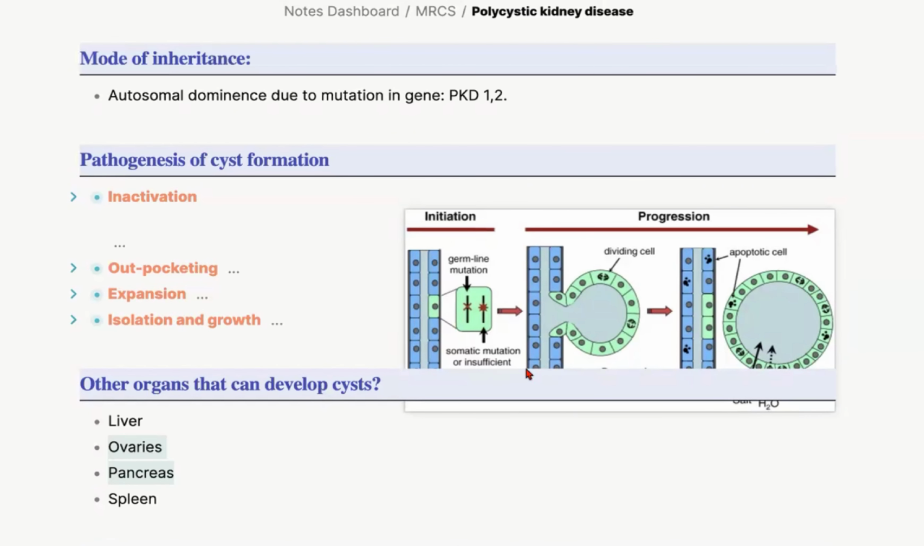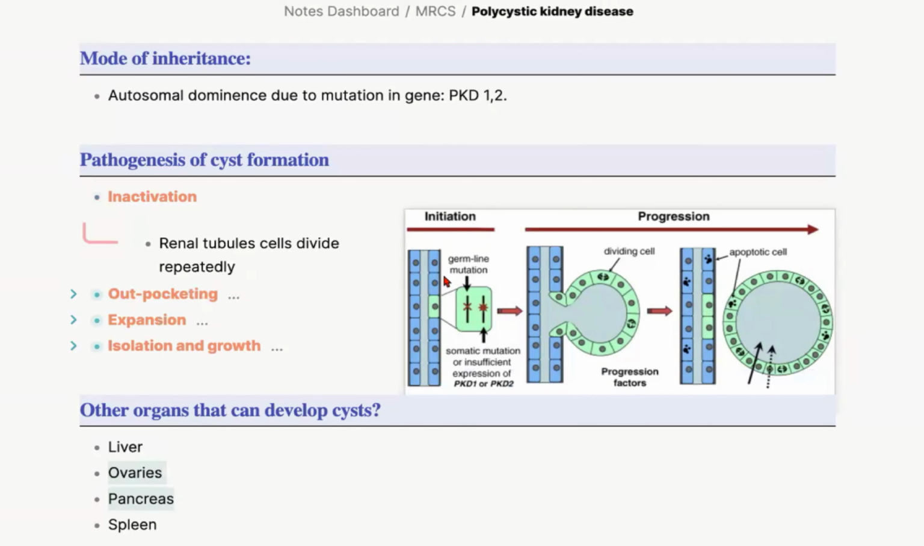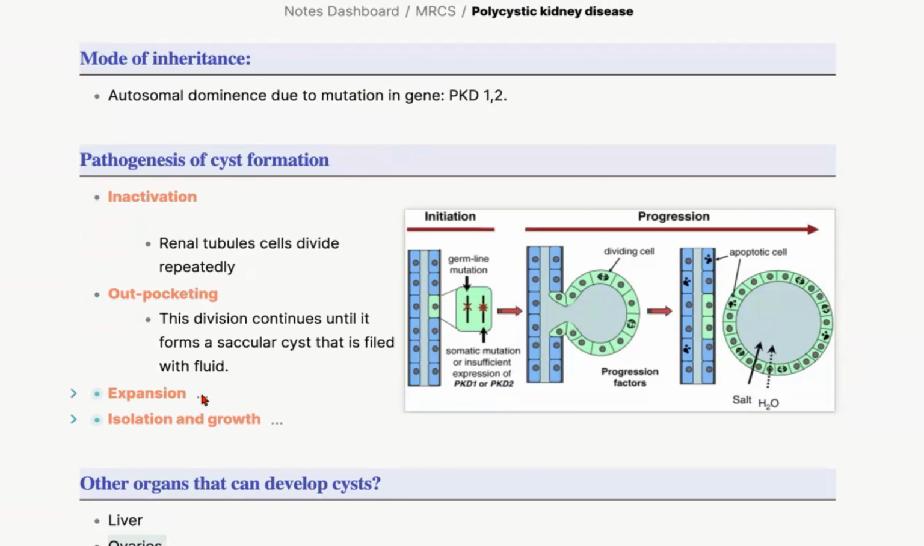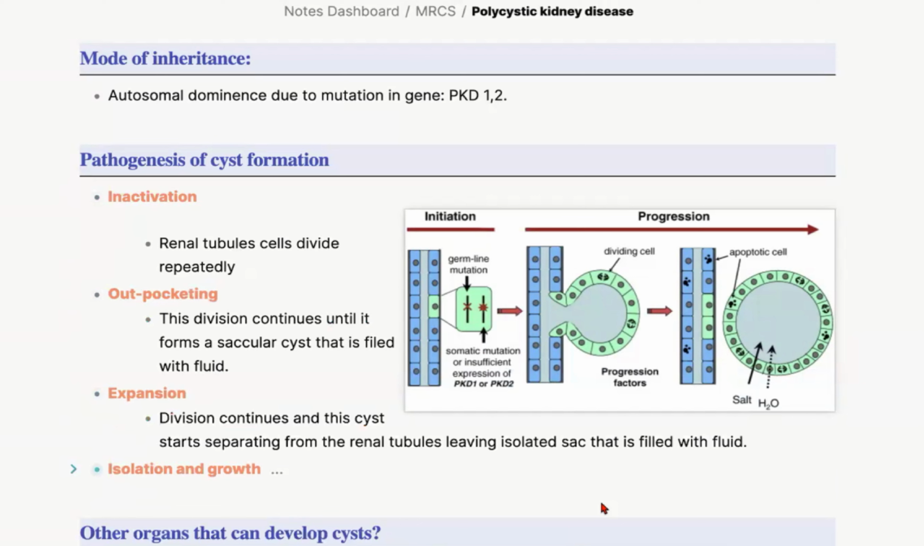The pathology, you just try to highlight your words, right? Because I think I got lost a little bit when you were answering it. I'm sure you've covered it well, but you want to just highlight what you're talking about. You want to say it starts by inactivation, then outpocketing, then expansion, then isolation and growth. The inactivation, which is related to the renal tubule cell, will divide repeatedly after inactivation of the polycystic kidney gene 1 and 2. Outpocketing, this will basically, division will continue until you form a saccular cyst that outpockets from the tubules. The expansion, it will keep expanding and then it will be fluid filled.